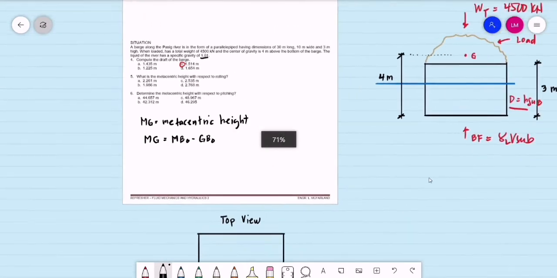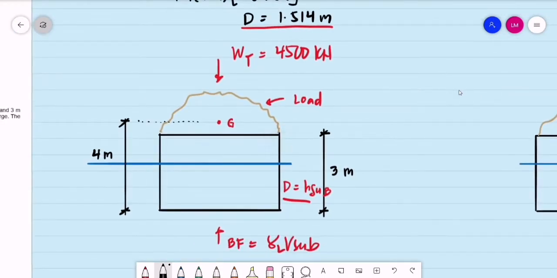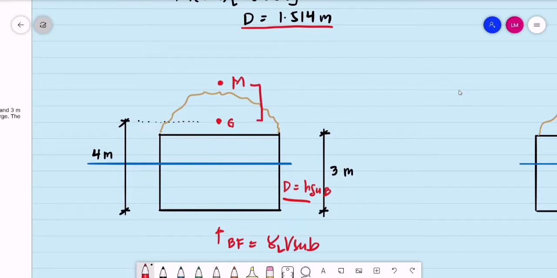So, what are those points? Let's just put the points that we will need here. For stability of floating bodies, we assume that for a floating body to be stable, the metacenter, the M, must be above the center of gravity. So, again, this is the MG, the metacentric height. This is what we are looking for. What is that distance? From the metacenter to the center of gravity.